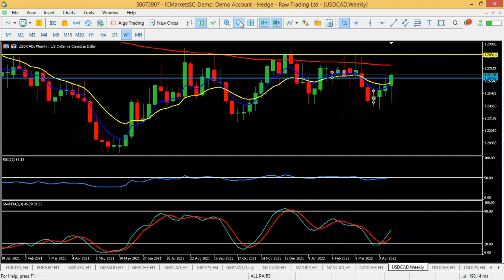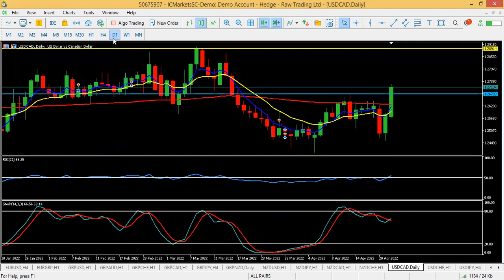And as we can see, for several months, several weeks, I beg your pardon, we've seen that this pair has been ranging, going sideways. So this tells us that we should expect this to also test this resistance once more before we can see a potential reversal or continuation. So the weekly target for USD CAD is found at 1.2891. That's going to be our weekly target for this.